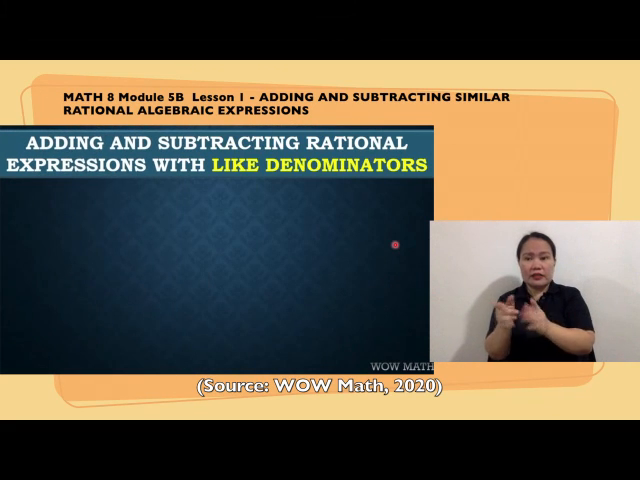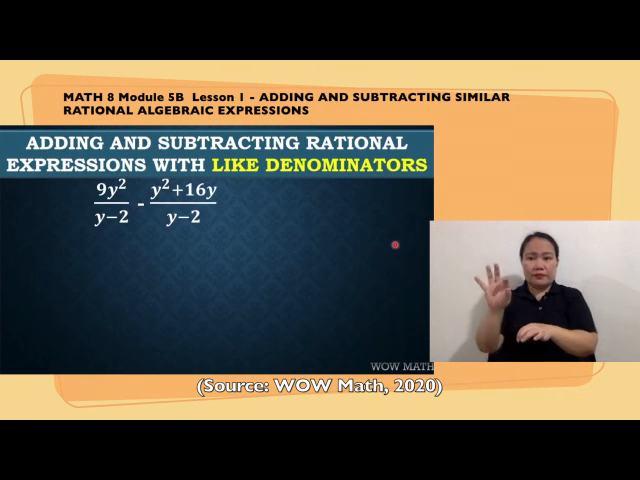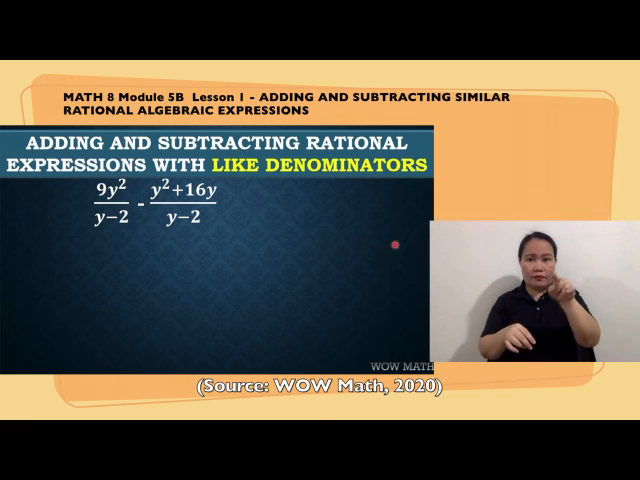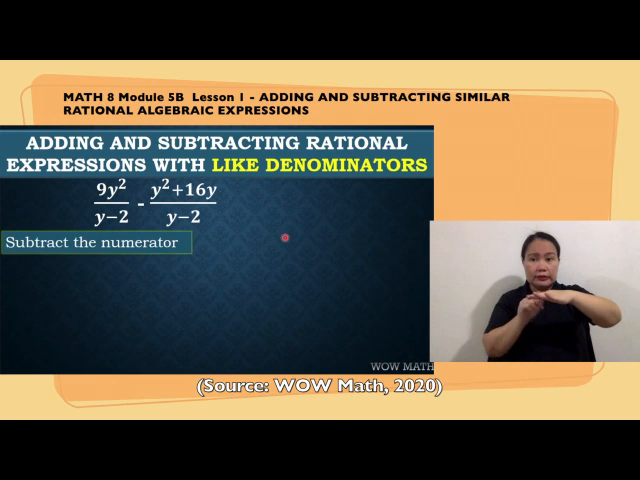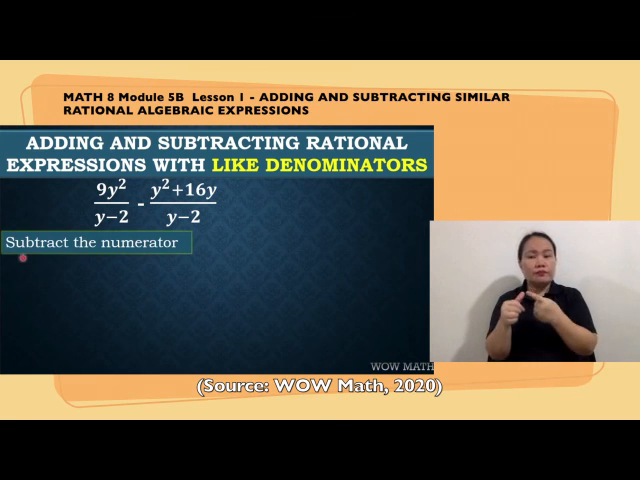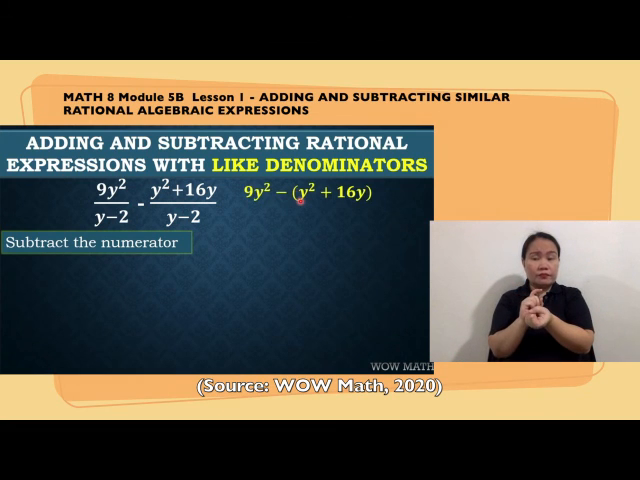Next. So, I have here 9y squared all over y minus 2 minus y squared plus 16y all over y minus 2. So, first step, subtract the numerator. Since sabi ko nga kapag subtraction, anong gagawin? So, we will change the signs of our subtrahend. So, eto ang subtrahend natin. Pag sinabing subtrahend, yung pangalawa. Okay? So, ito ang subtrahend natin. So, kung positive to, magiging negative. Kung positive siya, magiging negative.